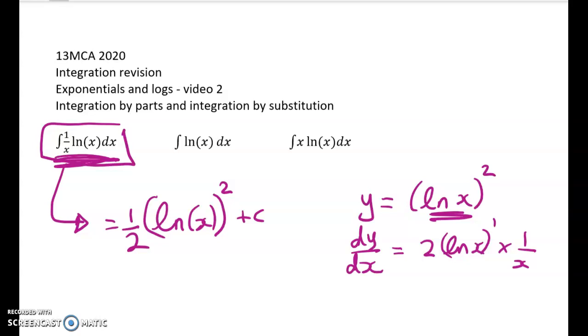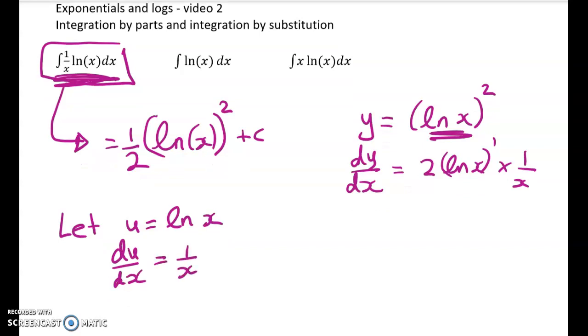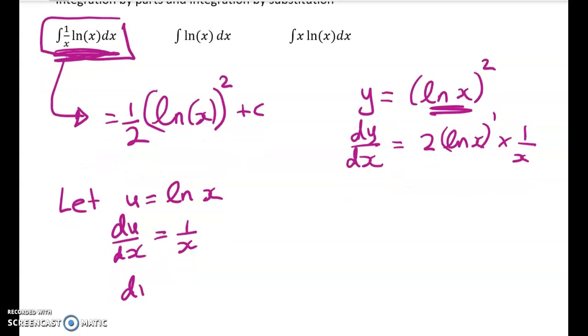But what if you're not? Well, we can look at it and we can use u substitution. So we can say let u equal the natural log of x, du by dx is equal to 1 over x. So separating the du and the dx gives me du is equal to 1 over x dx.